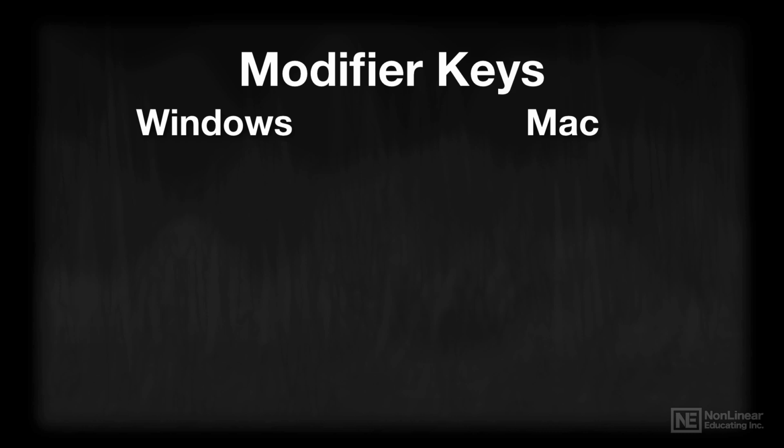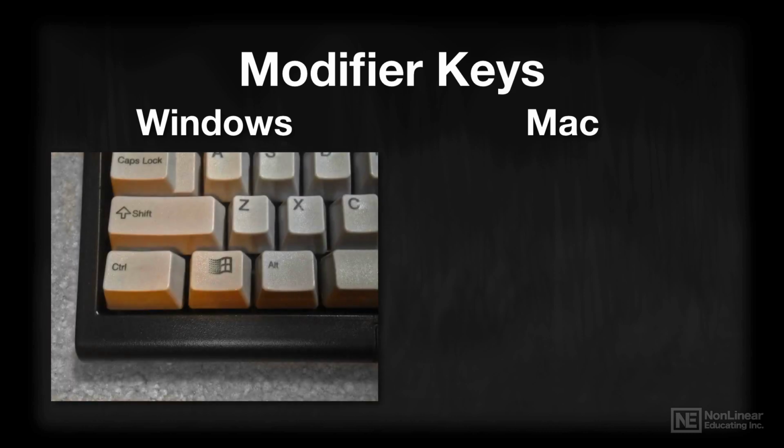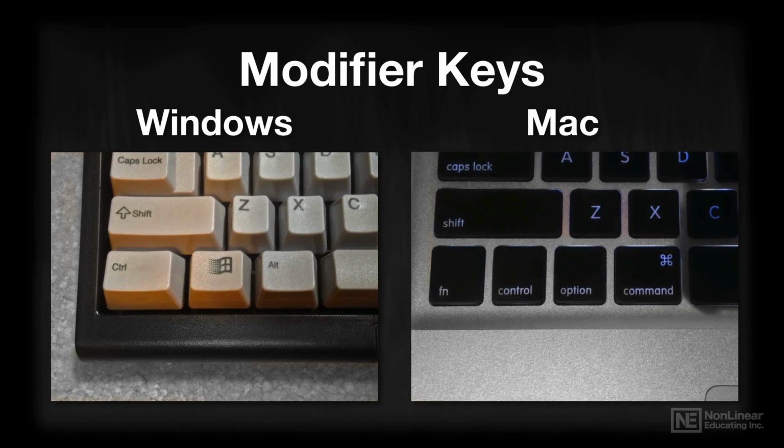For example, on a Windows keyboard, you have the Shift key, followed by the Control key, the Windows key, and the Alt key. Those are the modifier keys. But on a Mac, they're a little bit different. You still have a Shift key, but then you have the Function key, and the Control key, Option, and Command keys. So they're a little bit different.